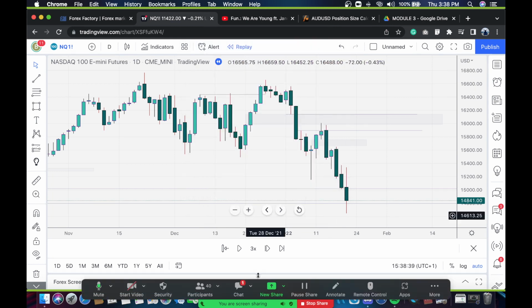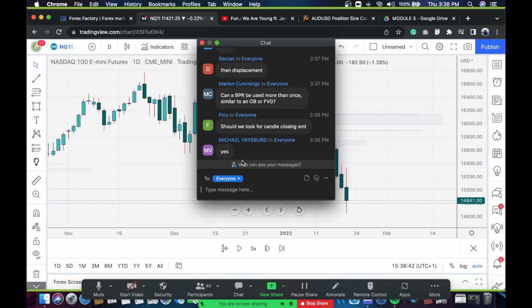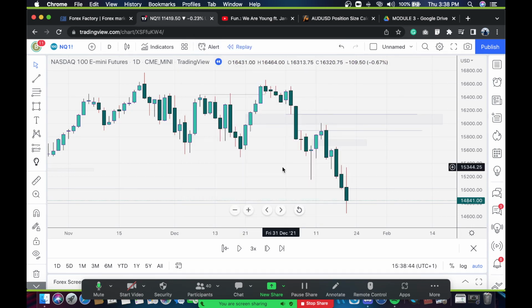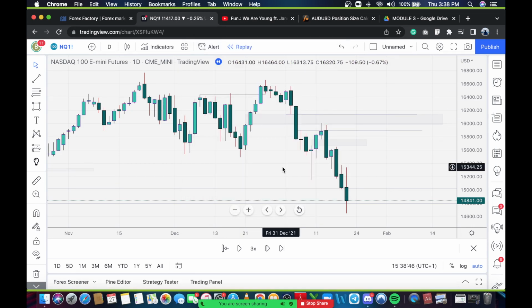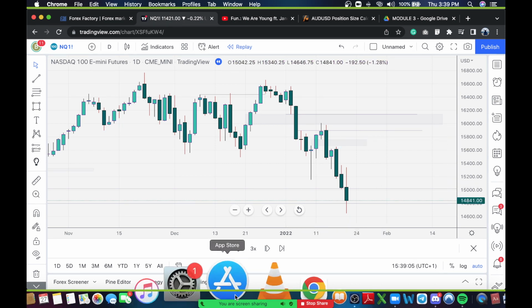Yes, so a BPR can be used more than once. It can be used more than once, but anything more than twice is not good. But if you're using a fair value gap, you can use it multiple times. But for a BPR, twice is fine. If it shows up into you twice and then it wants to show up into you the third time, I'll ignore the BPR and then I'll look at the other block. I will no longer look at the BPR anymore. That's usually what I do.